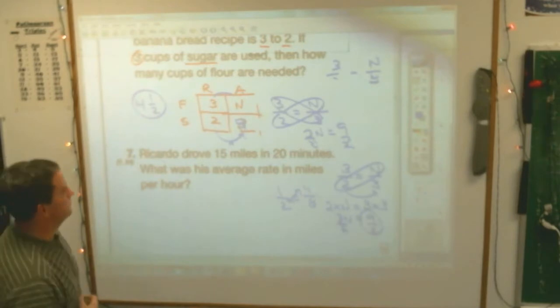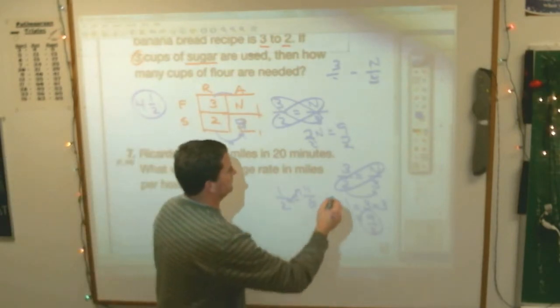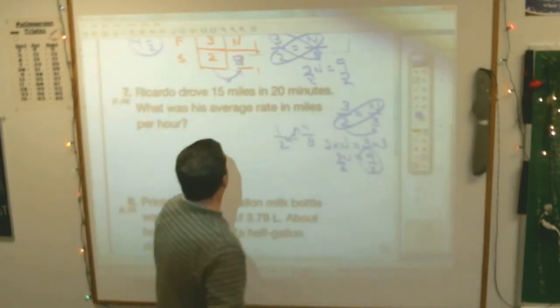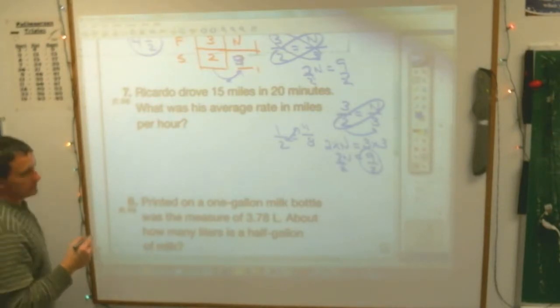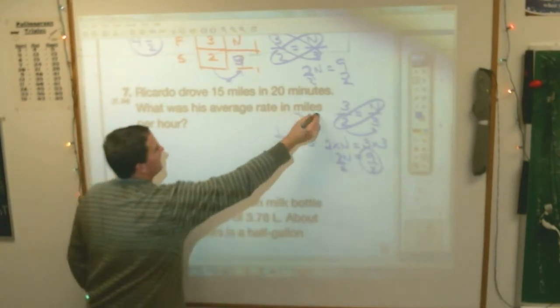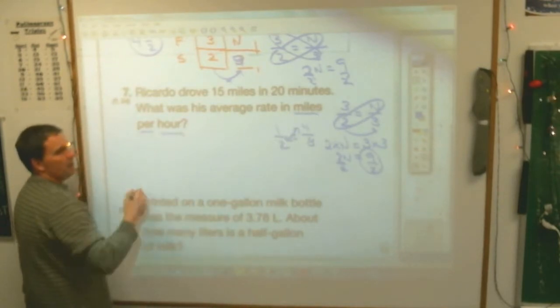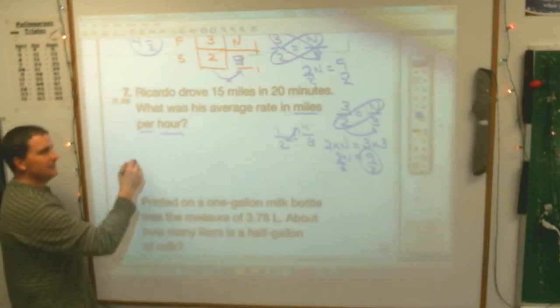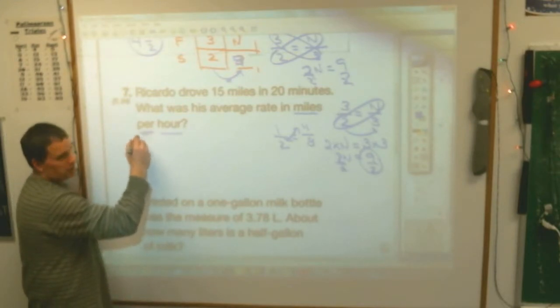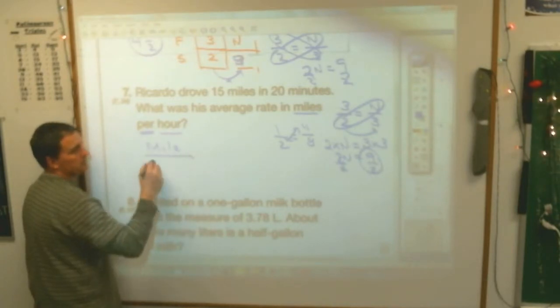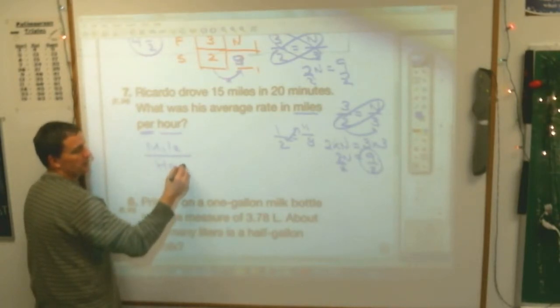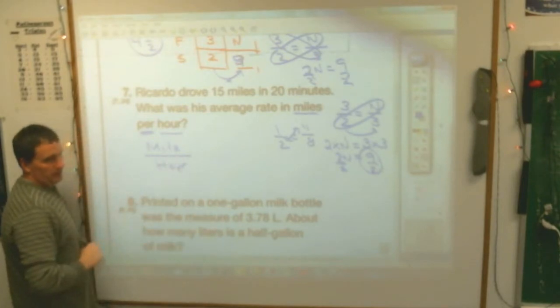Okay, Ron. 7. I love 7. Favorite problem of all time. Ricardo drove 15 miles in 20 minutes. What was his rate in miles per hour? Here is the key. Miles per hour. What does that mean? That means this. The word per is a fraction line. So it is miles over hours. Or miles divided by hours, if you like.